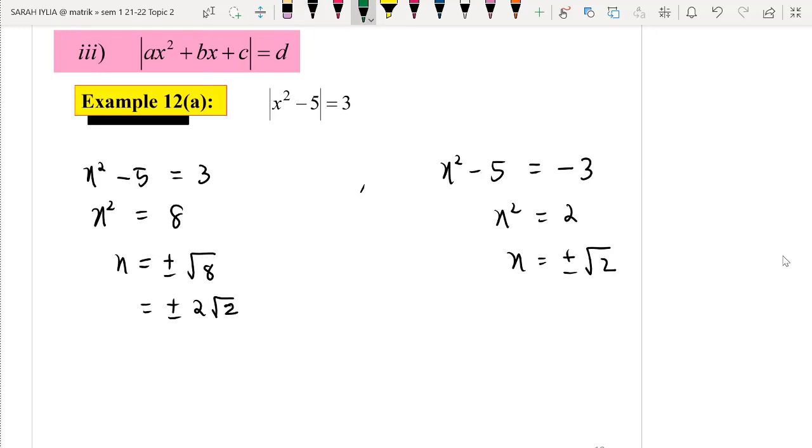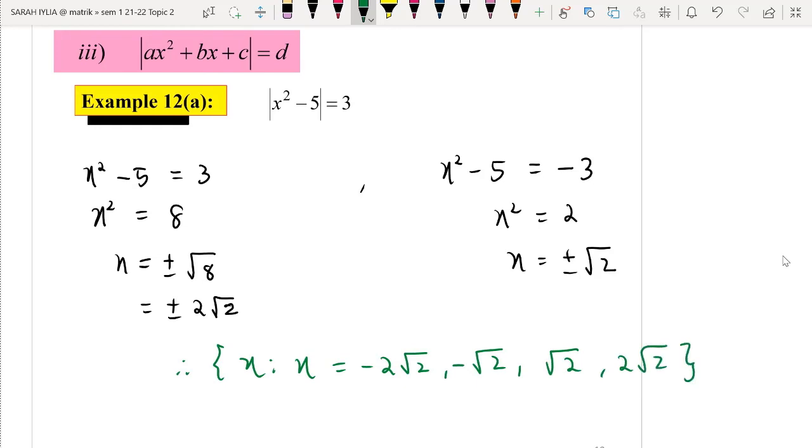Cuma kat sini saya tak recheck lah. Saya dah tahu dah semua tu kita terima. So, x, saya buat jawapan dalam solution set. We have negative 2 root 2, negative root 2, root 2 and 2 root 2. For final answer, most of the time we have to list down all of the answers. Listkan satu-satu macam saya buat ni. Ada positif, ada negatif. Jangan buat plus minus lah. Biasakan jawapan tu listkan semua sekali. Okay.